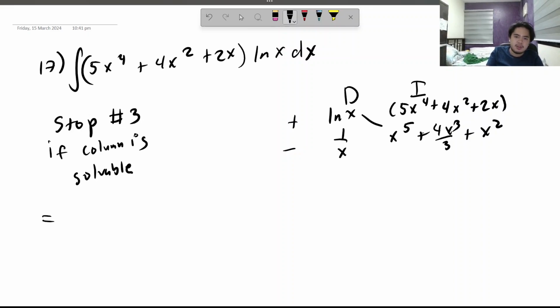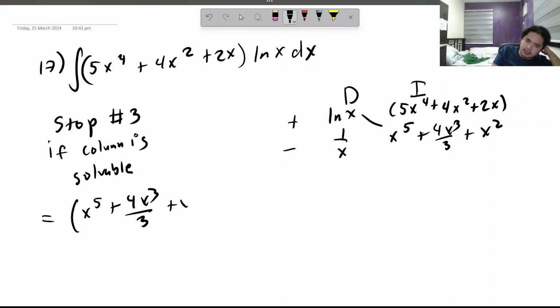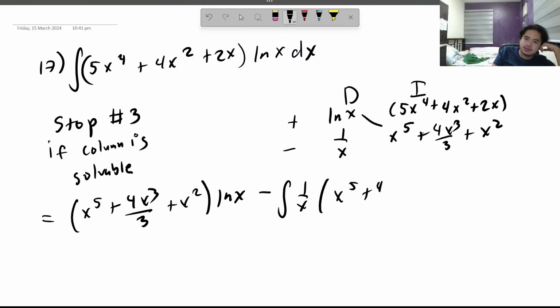Again, let's do the normal thing. So we put x to the 5 plus 4x cubed over 3 plus x squared, and then multiply by ln x, minus the integral of 1 over x times x to the 5 plus 4x cubed over 3 plus x squared dx.